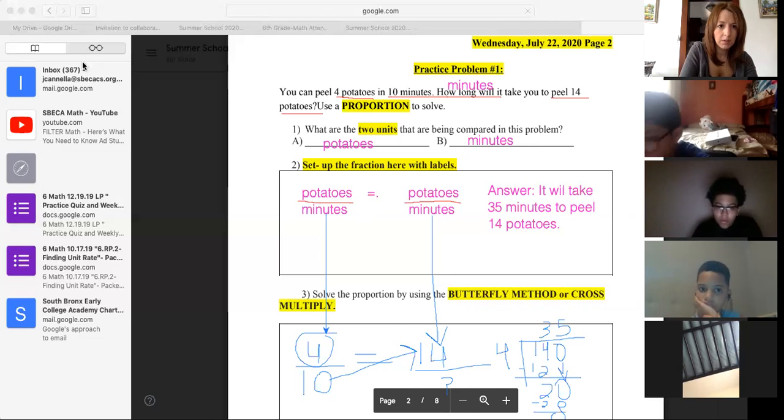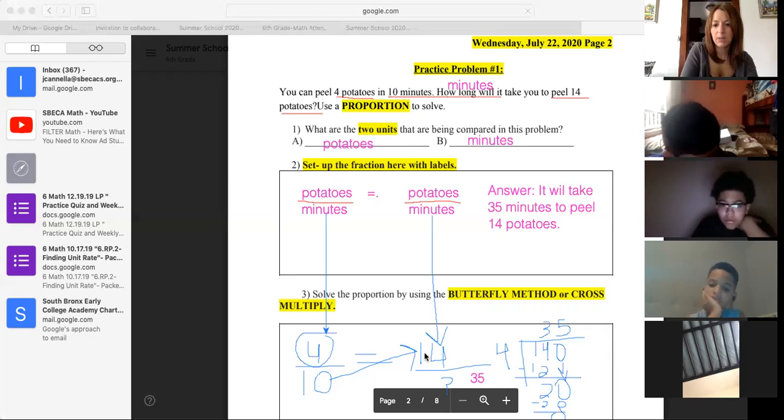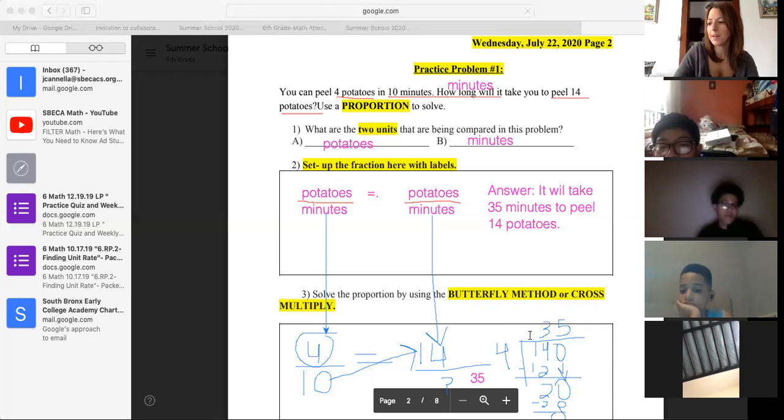I suggest you write this down. I suggest you write 35 here. Like that. Now to check it, I would do 35 times 4, I get 140, and 10 times 14 is 140. So 4 over 10 is equivalent or equal to 14 over 35 because both products are equal 140 when you multiply. Questions, comments, concerns? No. Okay, can I move on? Yes. All right, great. This is how we're going to do these.